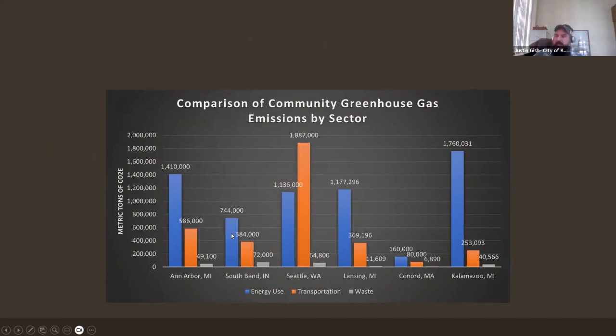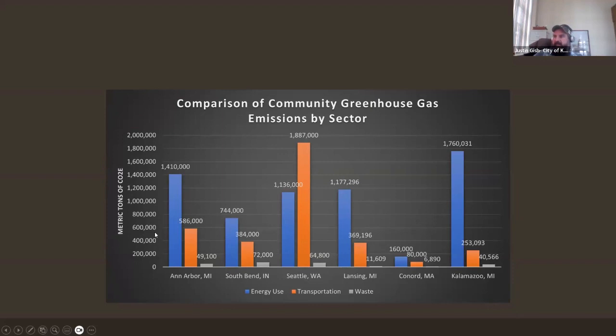South Bend, energy use is a lot lower, and that's where it's interesting. I don't know if maybe their mix is different. That's what's happening in Seattle. Their energy use is incredibly low, and it'll probably be higher, maybe double, but they get a lot of their energy from hydroelectric. So that's not producing any emissions there. So their energy use emissions get to be a lot lower.